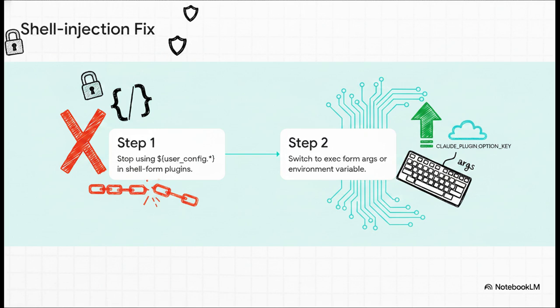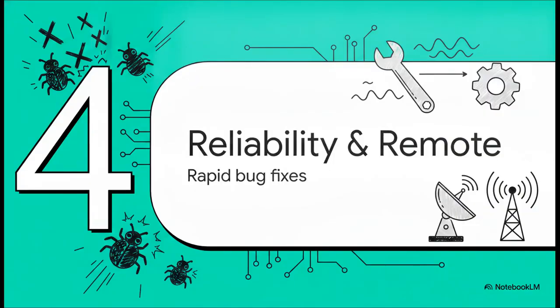Now, let's talk about what you actually need to do right now regarding shell injection. If you use plugin, hooks, monitors, or headers helper commands, listen closely. Step 1. You absolutely must stop using the user config variable syntax in shell form plugins right now. The system is just going to reject it outright from here on out. Step 2. To adapt to this, you need to switch over to the exec form, which is the args array, or you could just use the Claude plugin option environment variable instead. It's a really small syntax change on your end, but it is a massive leap forward for injection security. Let's keep moving. Section 4, Reliability and Remote Control.